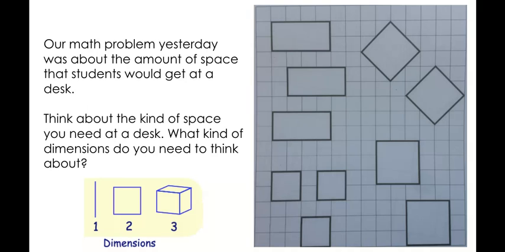You put your books flat. You set your iPad or your computer down. And when you do that, you cover some of the area at a desk. When we're thinking about how much space we need at a table, we need to be thinking about 2D or two dimensions, the length and the width. And that means we can't just measure it using a meter or a centimeter. We need to think about a different kind of measurement.